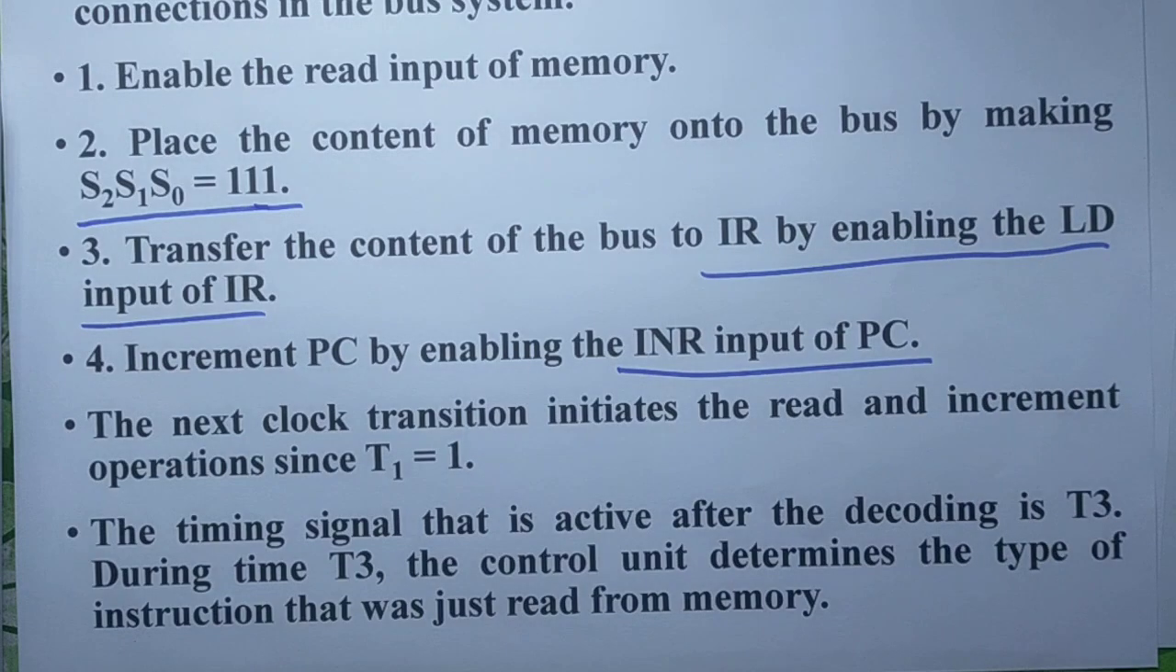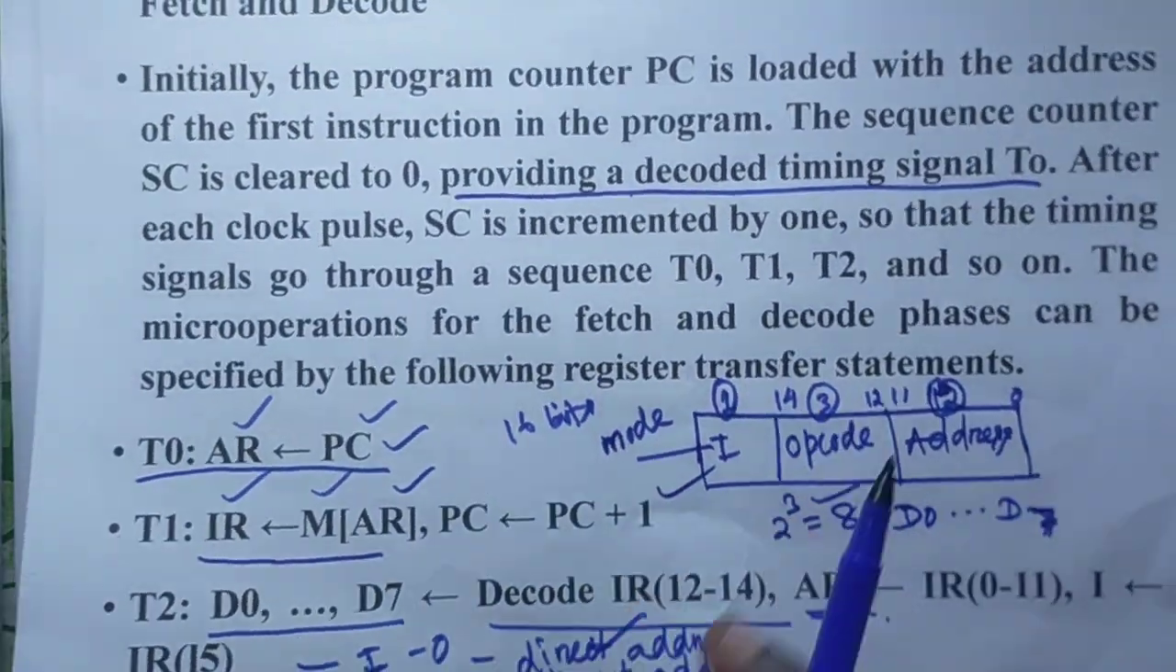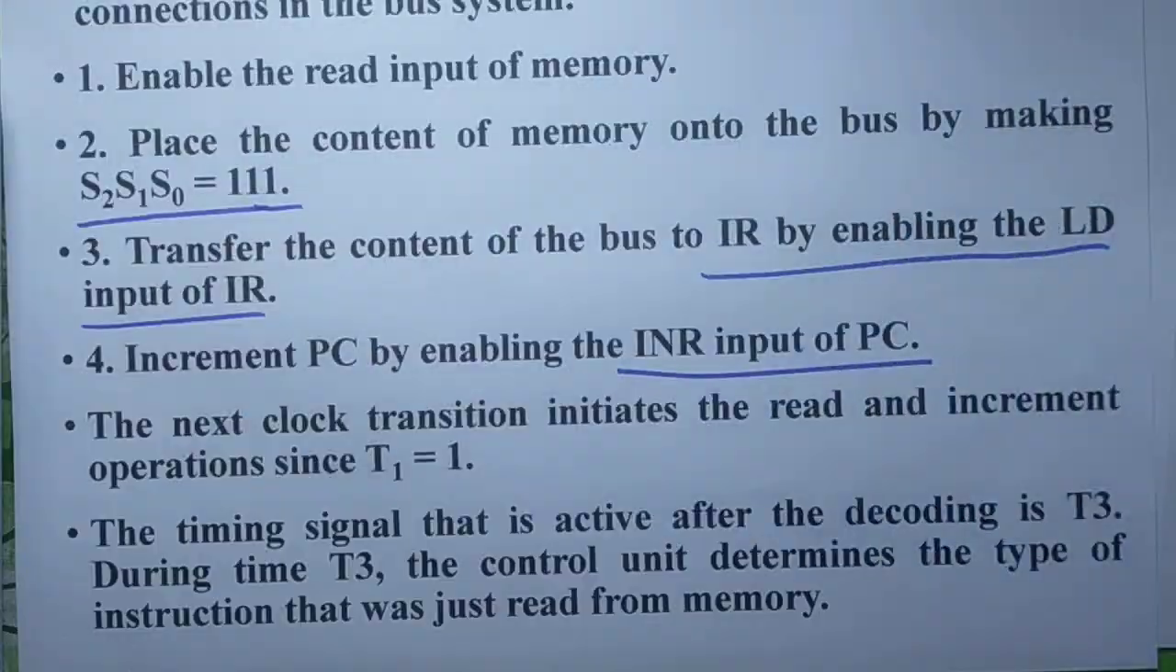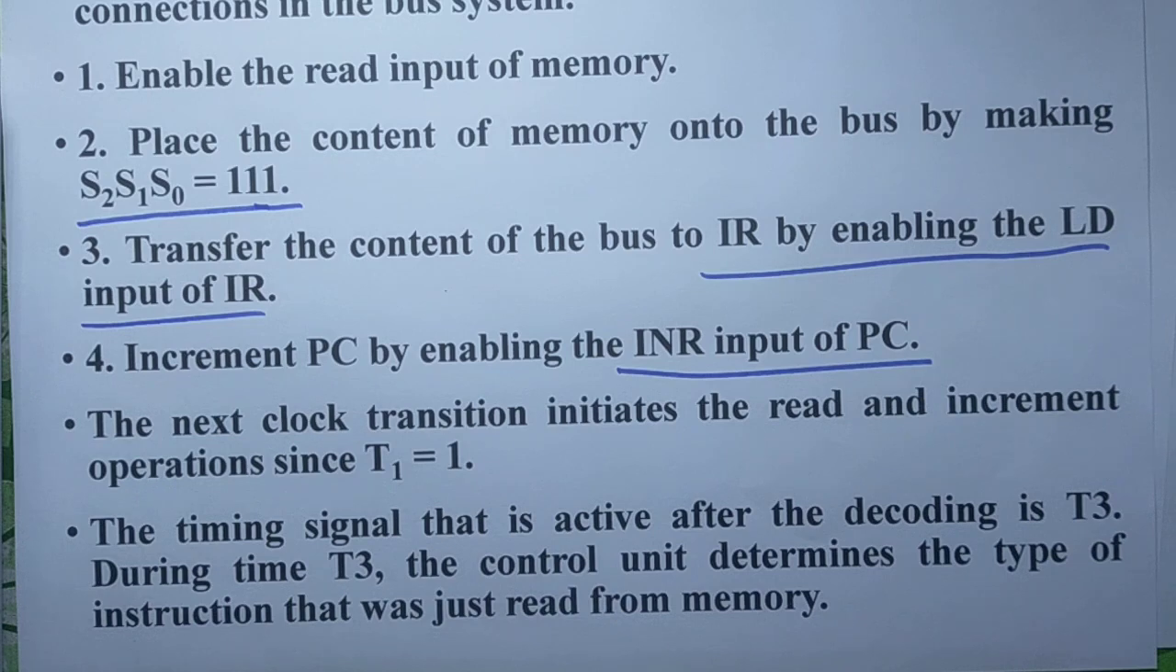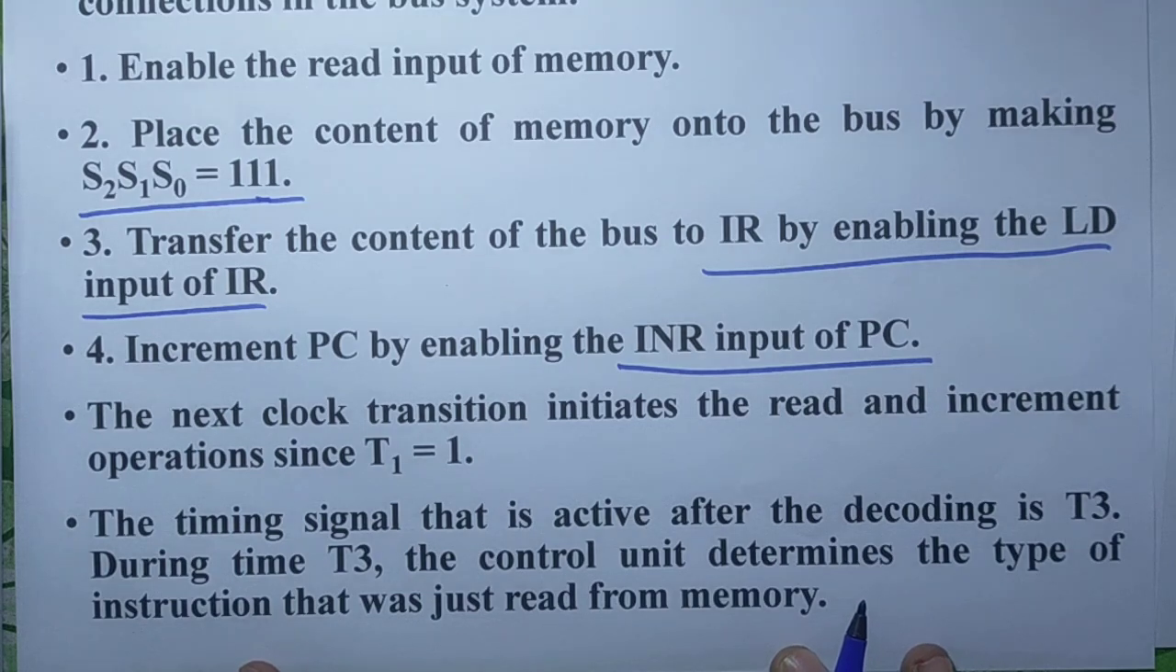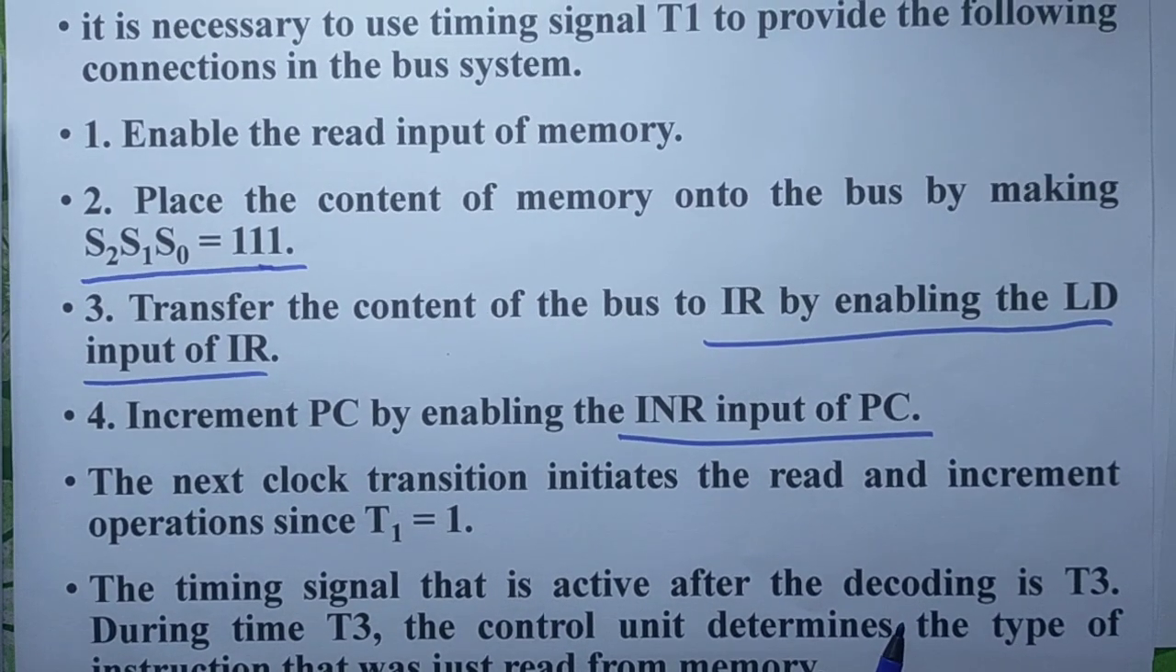So up to here T2 is mentioned, but at T3 time we also activate and decode that part, and determine which type of instruction it is. It may be memory reference, register reference, or input output reference. That will be defined in another lecture. So in this way, four phases of instruction we have to consider whenever any instruction needs to be implemented.